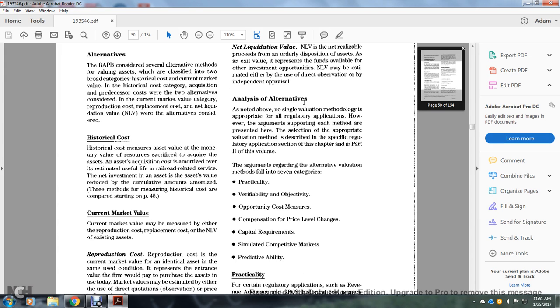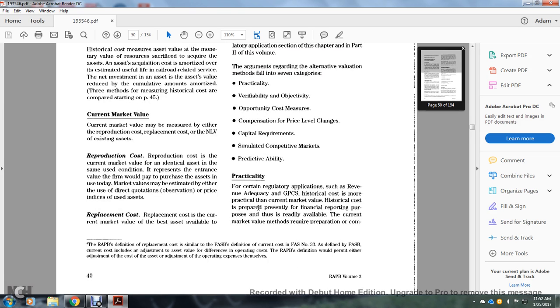Analysis of the alternatives notes that no single valuation methodology is appropriate for every regulatory application. However, the argumentation supports each of the methods presented for selecting the appropriate valuation method described in the specific regulatory application section of the chapter in Part 2 of this volume. The argumentation related to the alternative valuation methods falls into seven categories: practicality, verifiability, objectivity, the opportunity cost measure, compensation, price level changes, capital requirements, simulated competitive markets, and predictive ability.